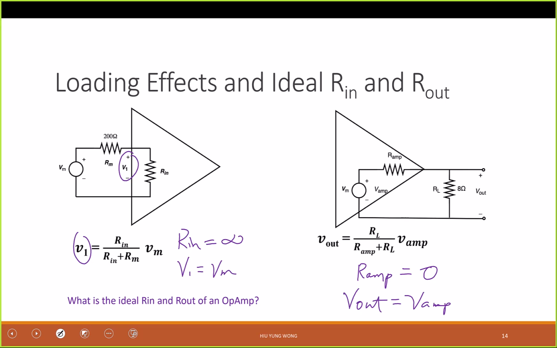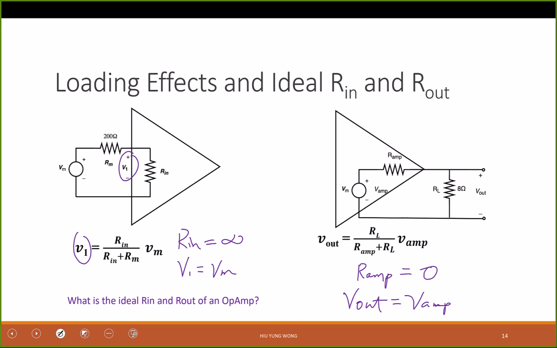Okay? But as a circuit designer, as a company, you have a product. You don't know who is going to use your product and what you are going to drive and what signal you're going to get. That's why you want to make your input impedance high, output impedance small, so that you can use it in every situation. So more customers can use your product.